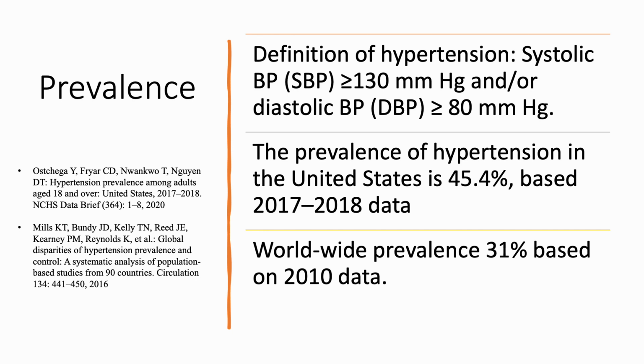Now, this is an increase by 14% because the previous definition was over 140 over 90. So by lowering the definition of hypertension, we increased the prevalence of hypertension by 14%, and most of this increase came in the age group between 22 to 44. Now, worldwide, the prevalence is 31% based on 2010 data. Now, you notice that I have the references on the screen, and I'll also put them in the description.